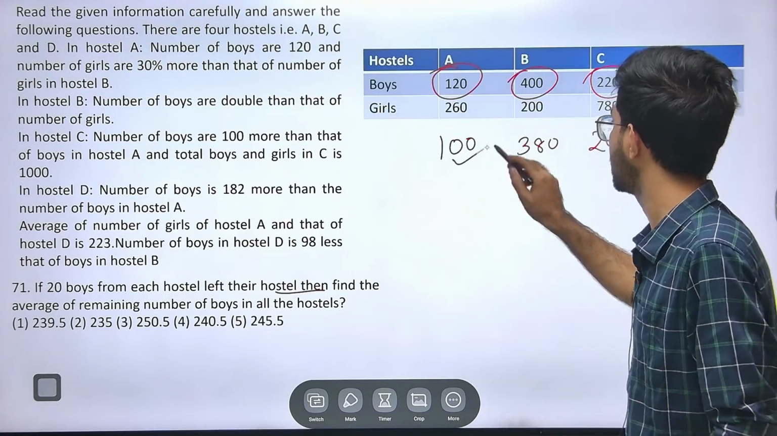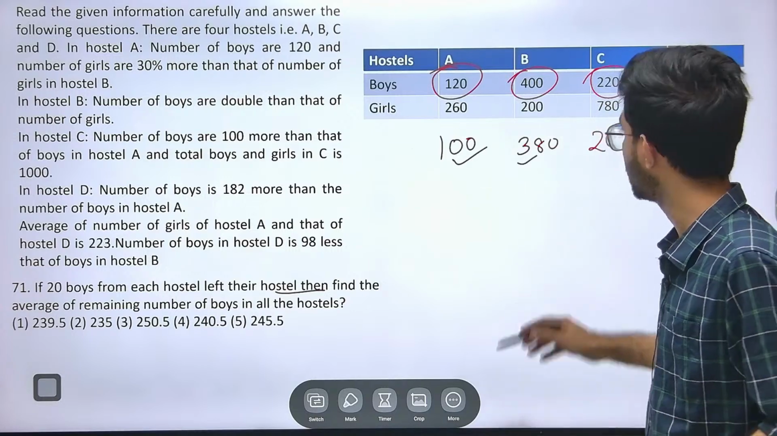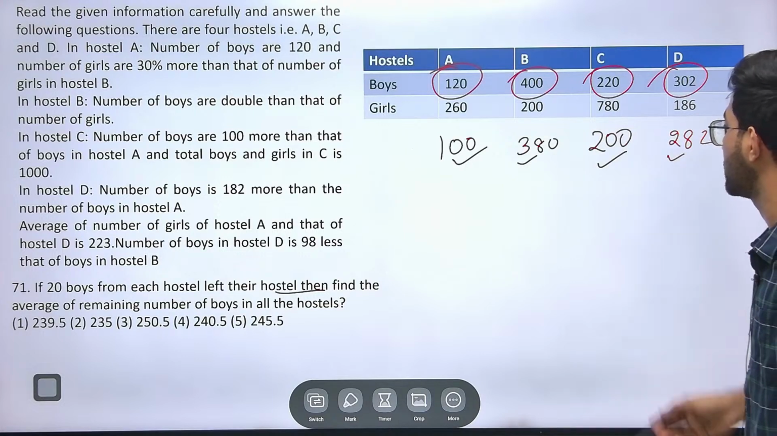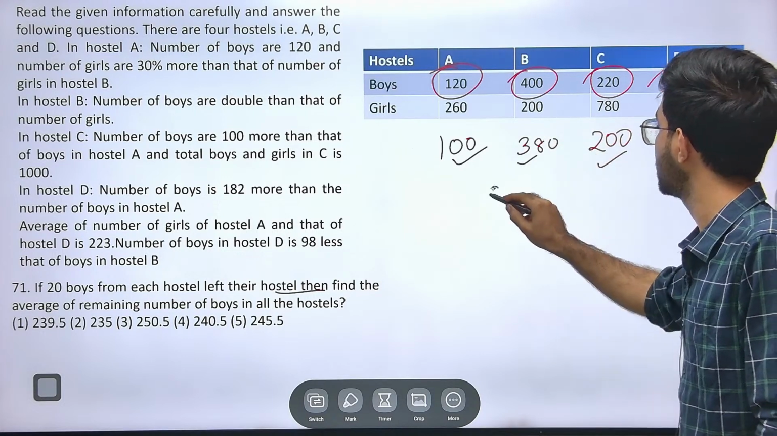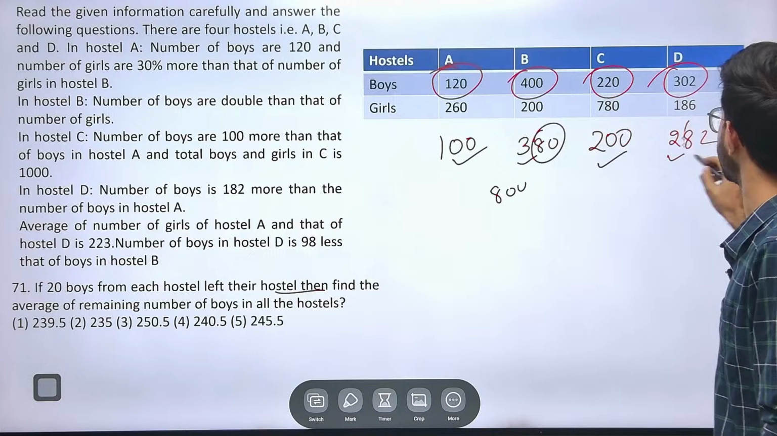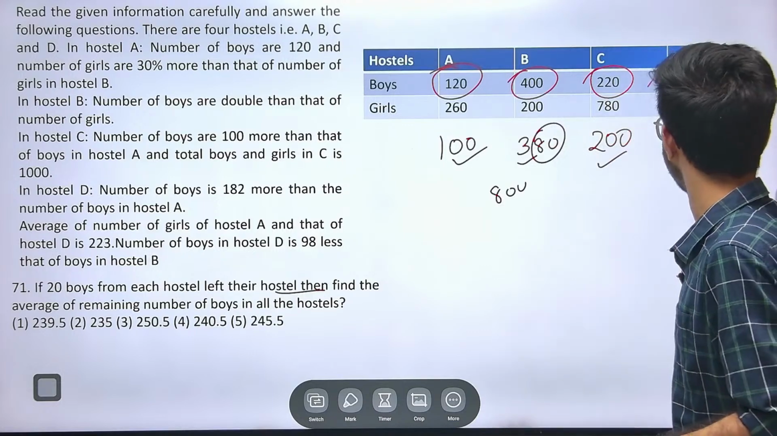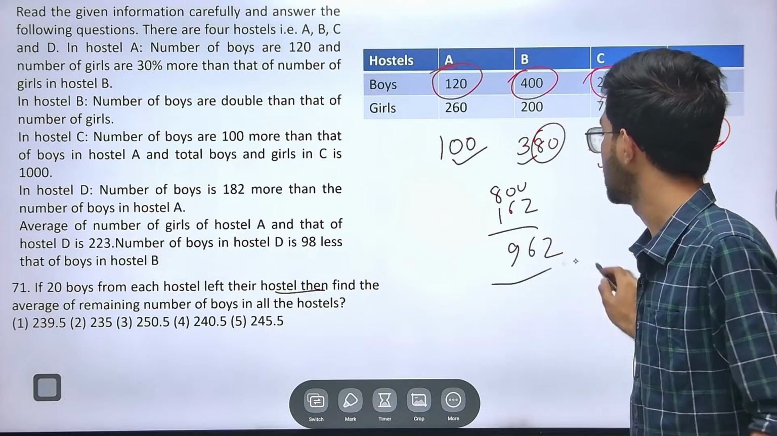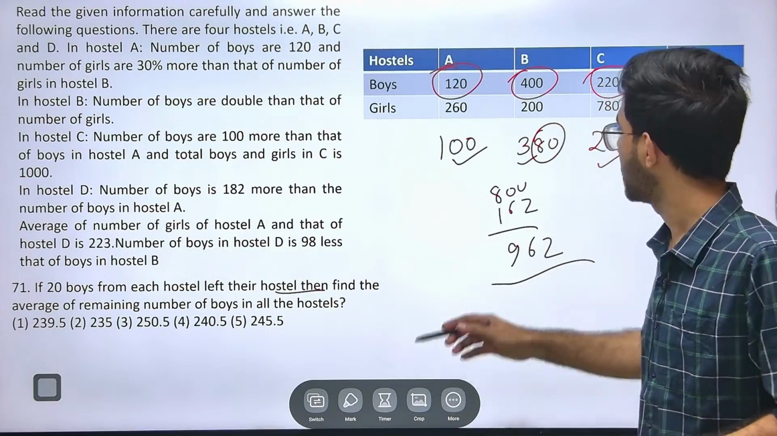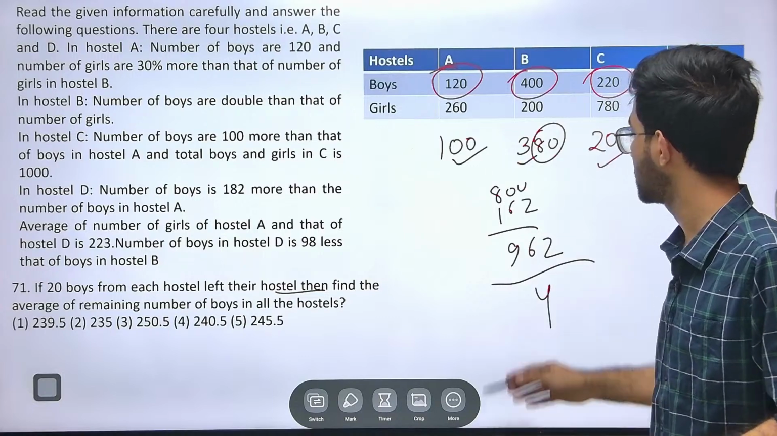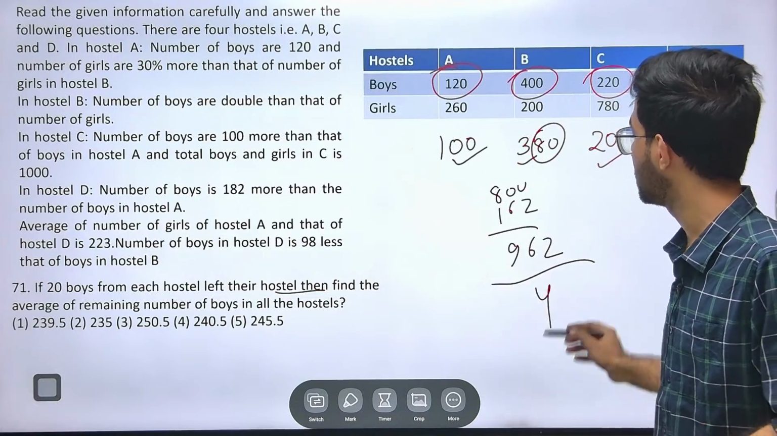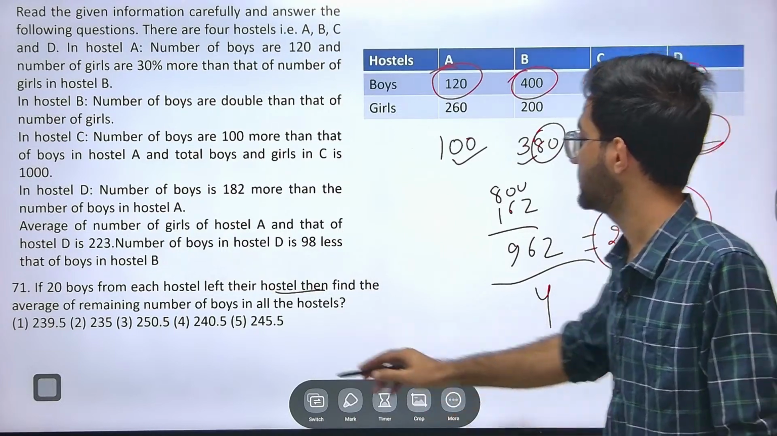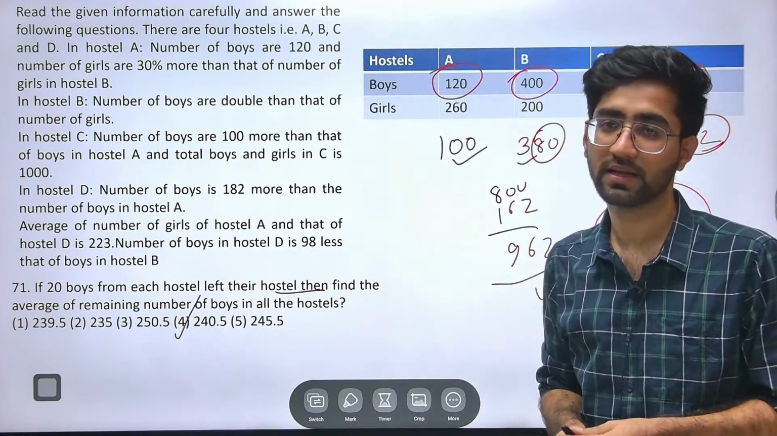So obviously 100 plus 300 is what? 400. 400 plus 200 is what? 600. 600 plus 200 is what? 800. Then 80 plus 80 is what? 160, and plus 2 is what? 162. So basically if you add all of these values, you will find 962. And how many hostels? 4 hostels. So 962 divided by 4. So obviously this value is equal to 240.5, right? You will have to do that calculation, right?